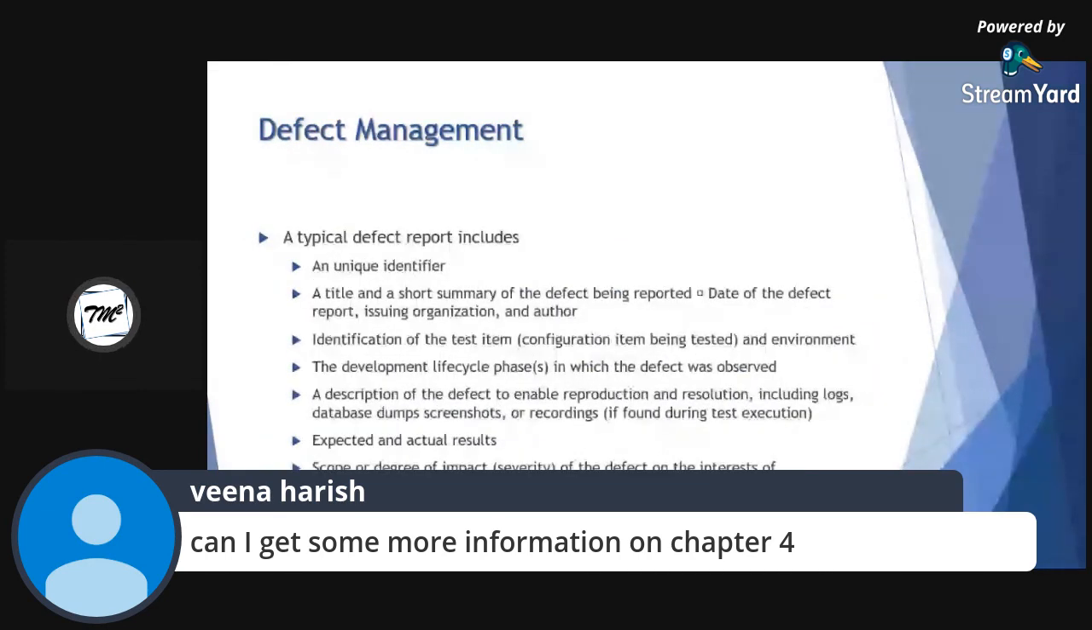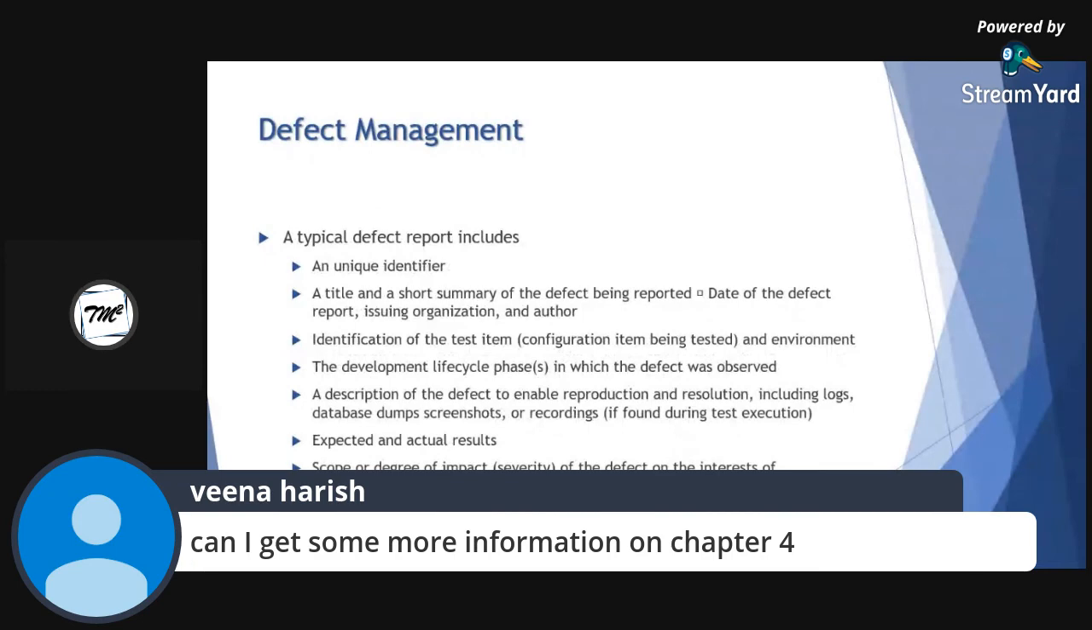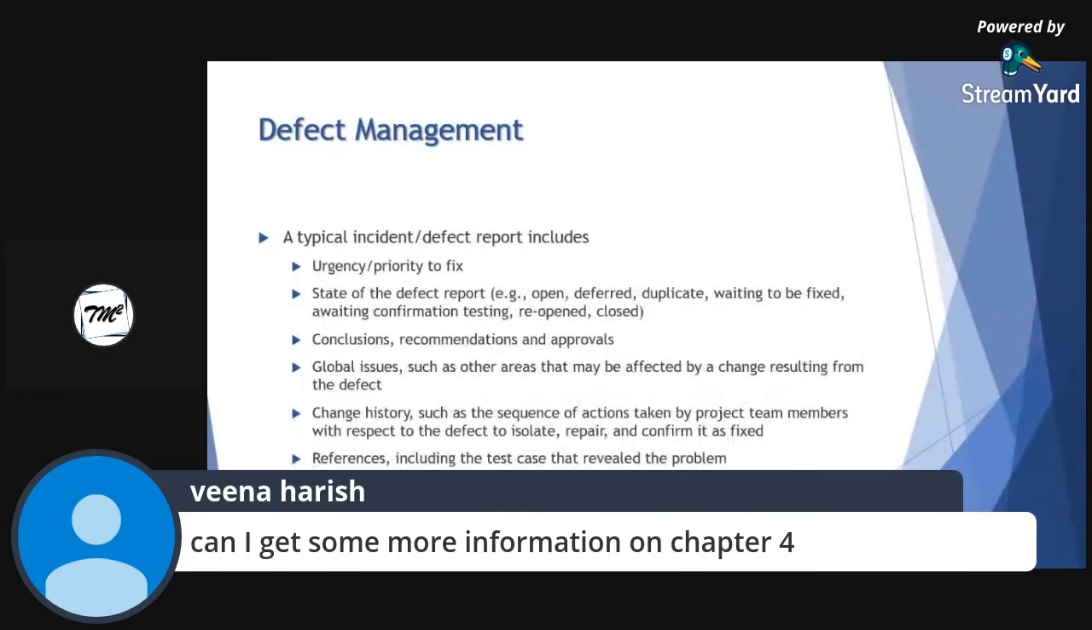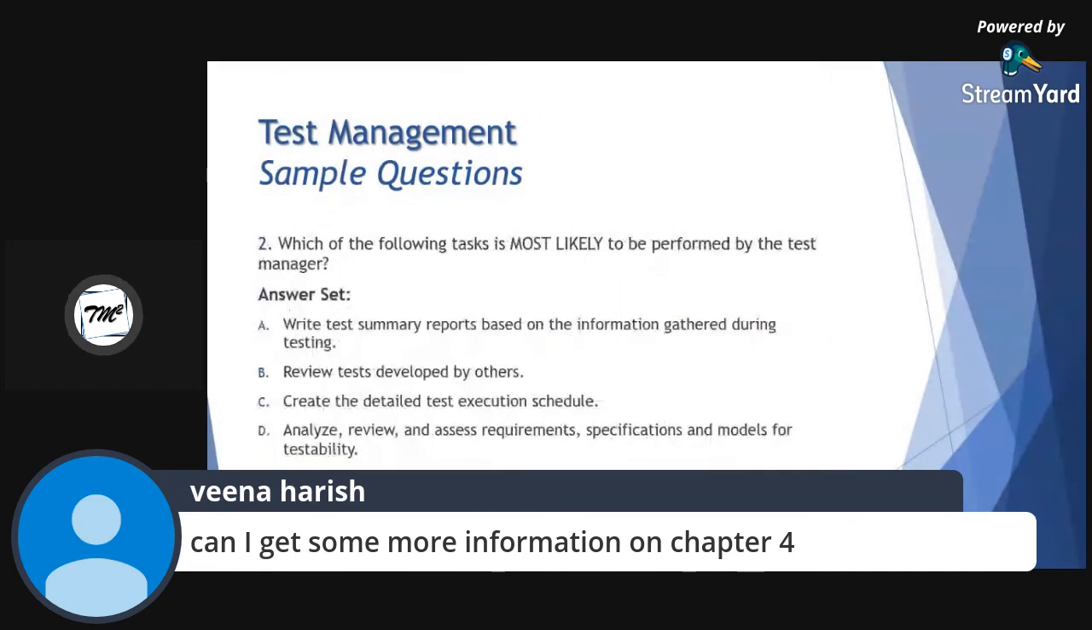But the important part comes here when they say what are the objectives of writing a defect report, why it is important, and what a defect report must include. So here it is, all the information. So that completes chapter 5. Anyways, should be fine with you.